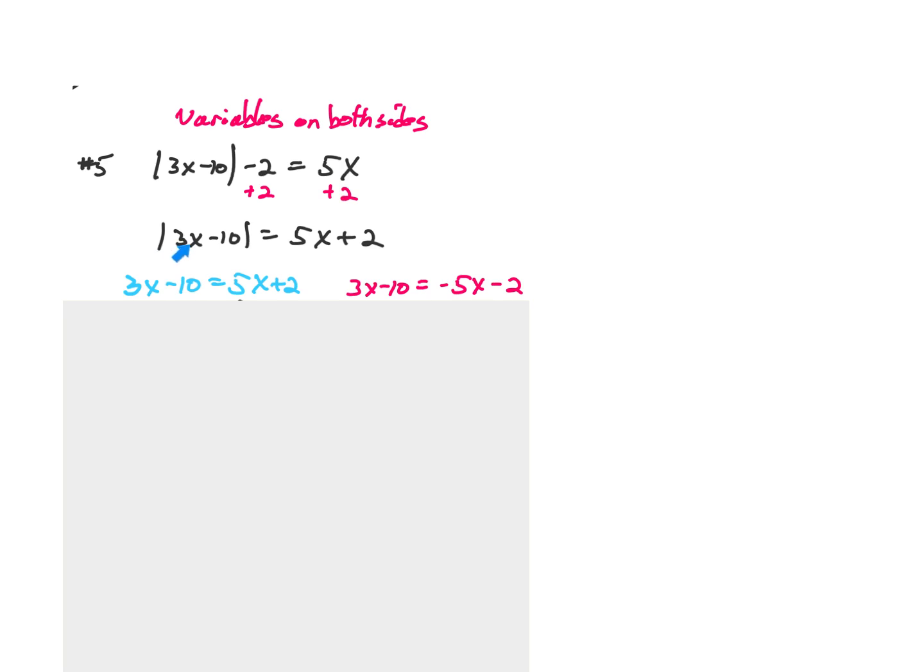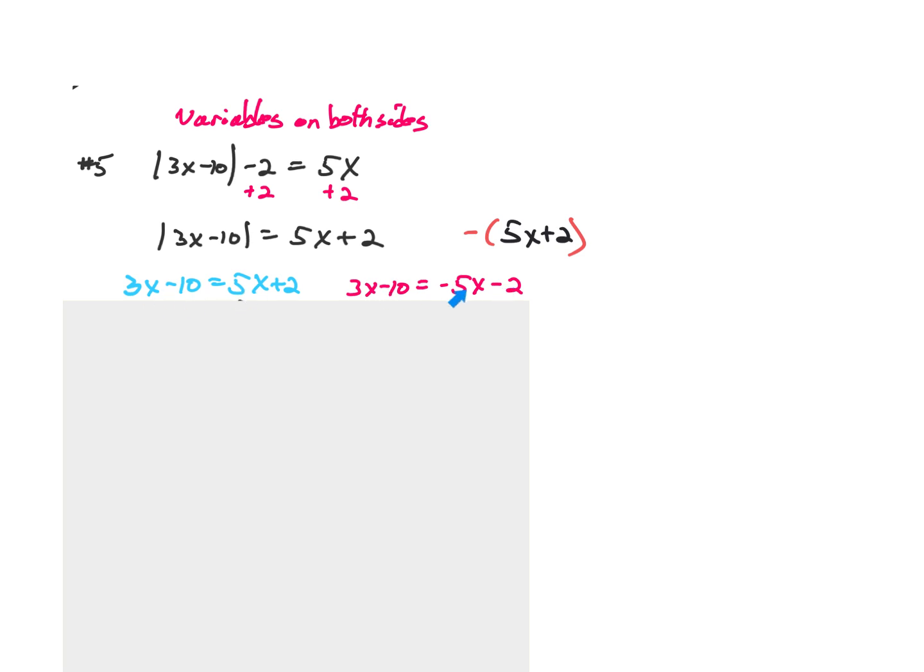Basically, the first equation is 3x minus 10 equals 5x plus 2, exactly what you see. Over here, 3x minus 10 equals negative 5x minus 2. And let me just show you what I did. Basically, I just multiplied the negative times the whole right side, 5x plus 2. And that's where we got the minus 5x, which was the opposite of positive, and then minus 2, the opposite of plus 2. Then again, you just have these equations that you need to solve.